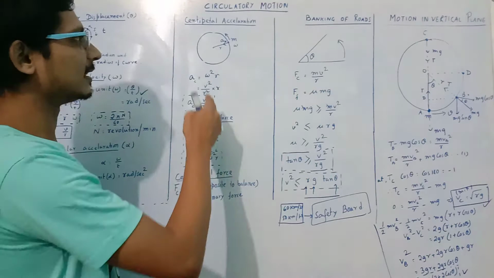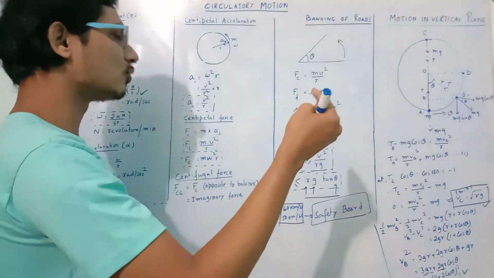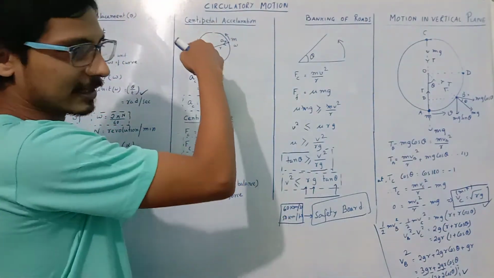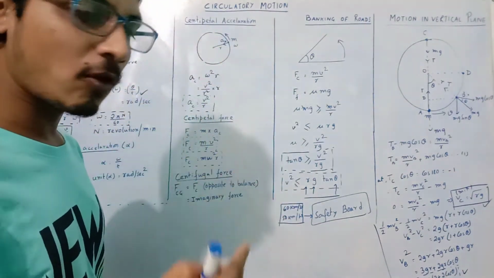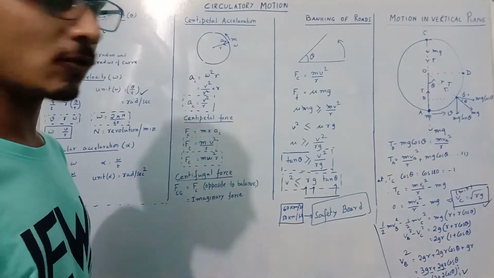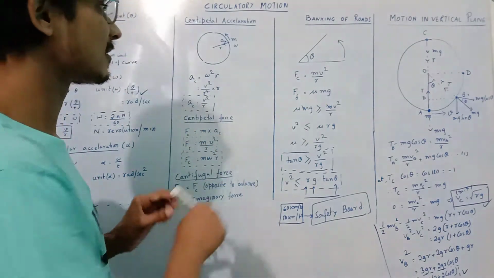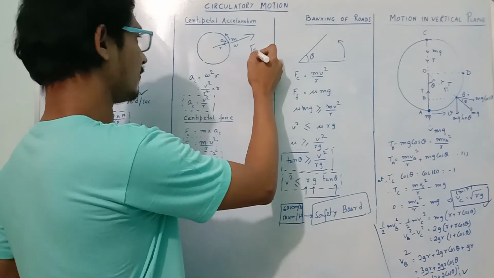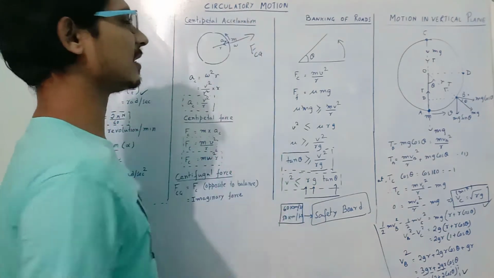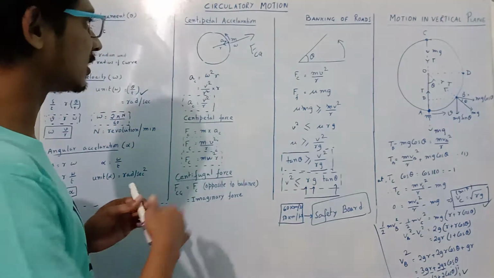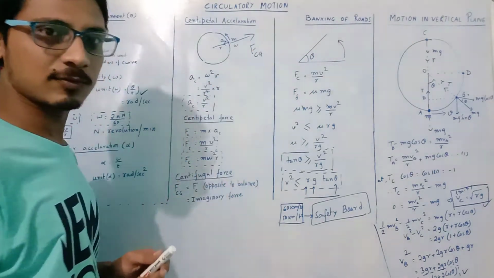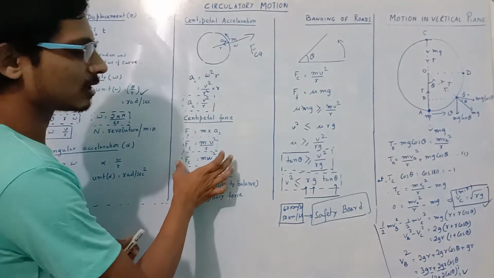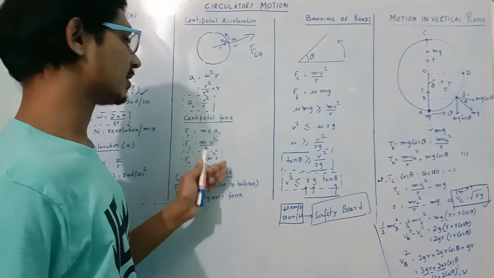This centripetal force acts towards the center of the curve or towards the center of the circle, and to balance this centripetal force, another force acts in the outward direction. That force is called centrifugal force, Cg. For both forces, centripetal force and centrifugal force, the formula remains the same, that is mv square by r.